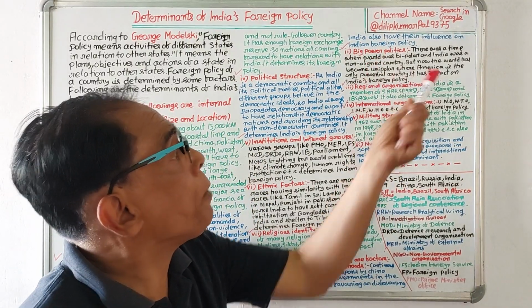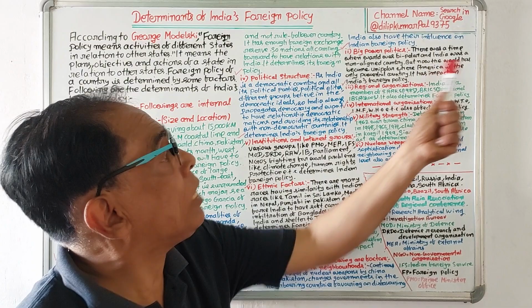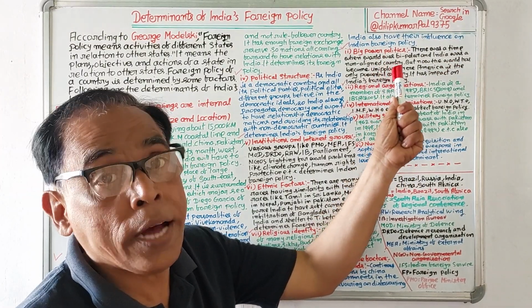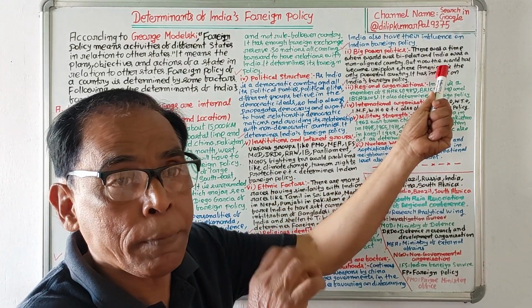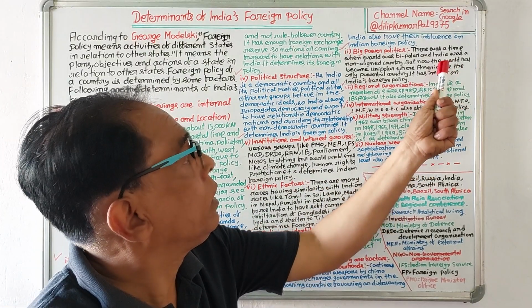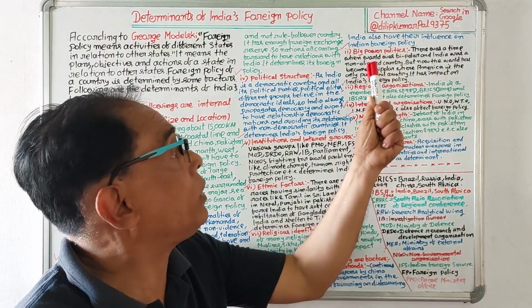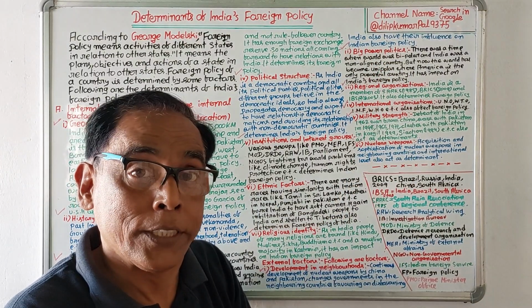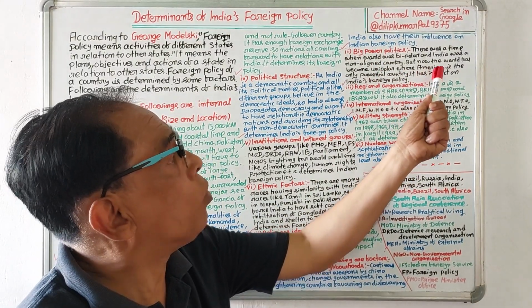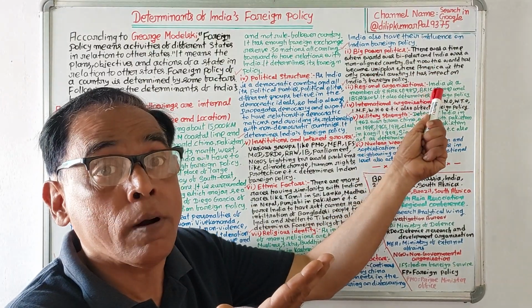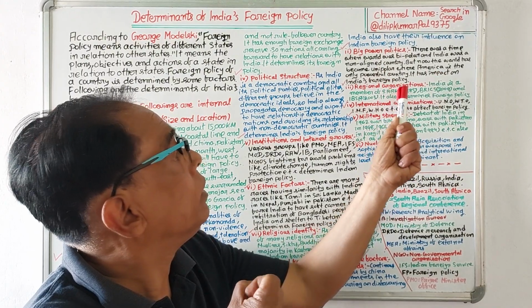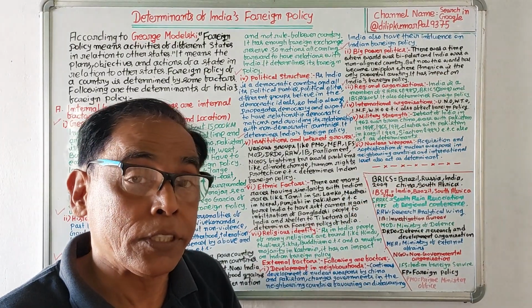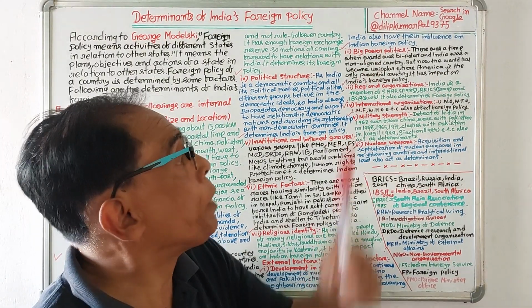Then, big power politics. There was a time when the world was a bipolar world. Some group under America, some group under Russia. And India at the time was following a non-alignment policy. But now the world has become a unipolar world. Only America is the powerful country. It has an impact on India's foreign policy. It is known as big power politics.